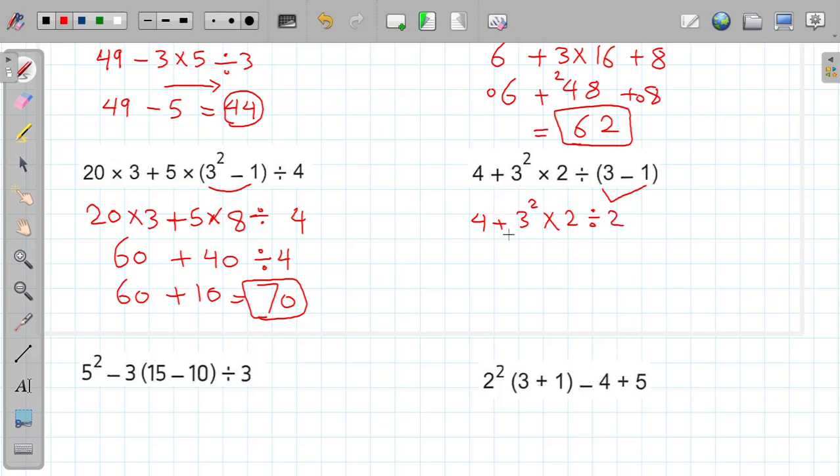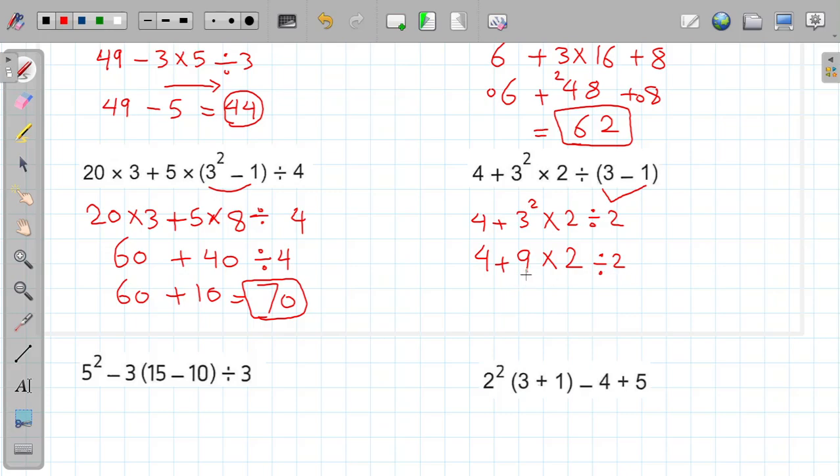Second, we want to calculate the value of the exponent. So 3 to the power of 2 equals 9. So we have 4 plus 9 times 2 divided by 2. Okay. Third, we do the multiplication and division operations. So we have 9 times 2 divided by 2.